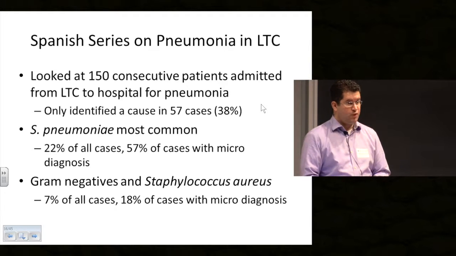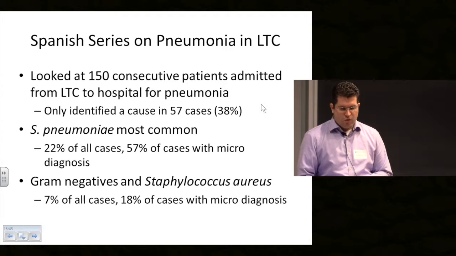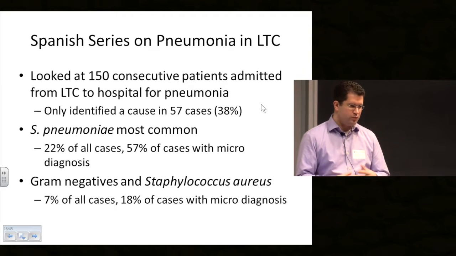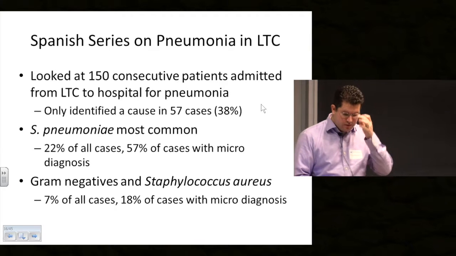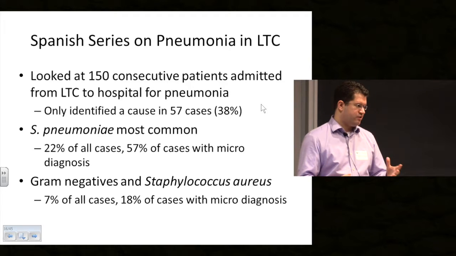It could have been bacterial, or possibly they had one of the many viral pneumonia conditions. When they found a cause, Streptococcus pneumoniae was by far the largest amount of it, but still only 22% of all cases. Significant numbers of gram-negatives and Staph aureus infections were also found, though, so a little bit different than the general population.